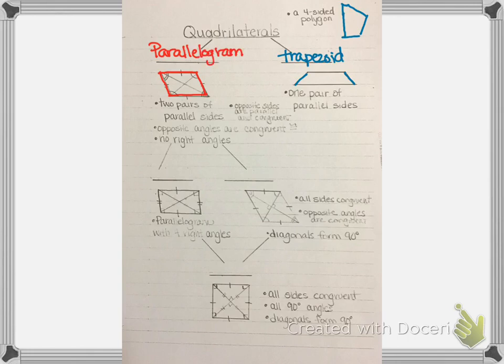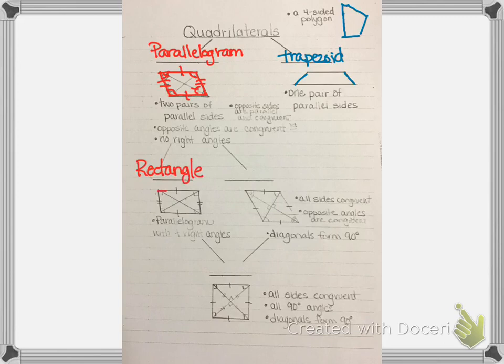Now, our parallelogram shows that the top and the bottom and the sides are congruent to each other. And so it has 2 pairs of parallel sides. The opposite angles are also congruent. So this angle is congruent to this angle, and this angle is congruent to this angle. Okay? But there's no right angles. If we actually took our parallelogram and we gave it 4 right angles, our parallelogram would become a rectangle.